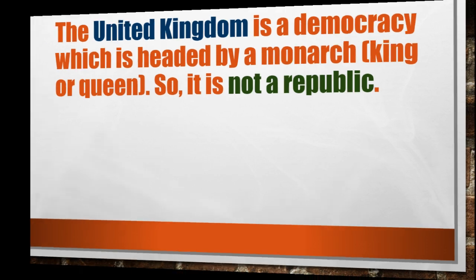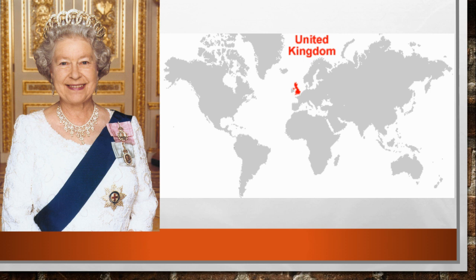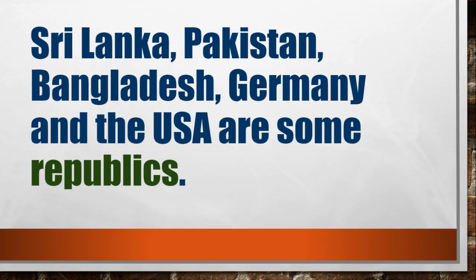Look at the Queen of the UK, United Kingdom. The shaded part in red is United Kingdom. And on the left hand side, there is a picture of the Queen of UK. Now another task for you. Find out the name of this queen. Sri Lanka, Pakistan, Bangladesh, Germany, and the USA are some republics. It means the head of the country is an elected president over here.